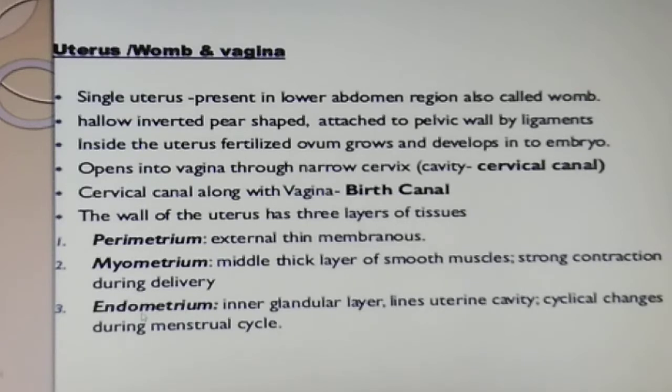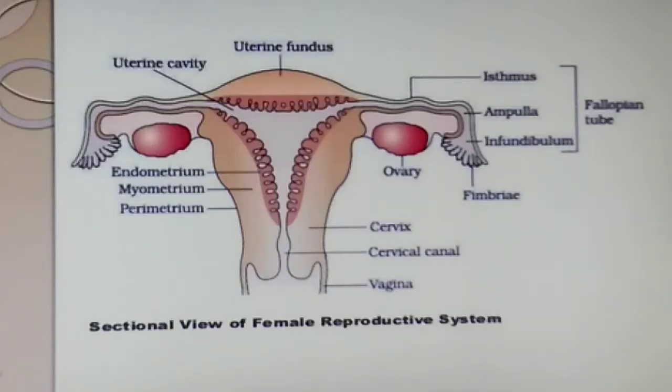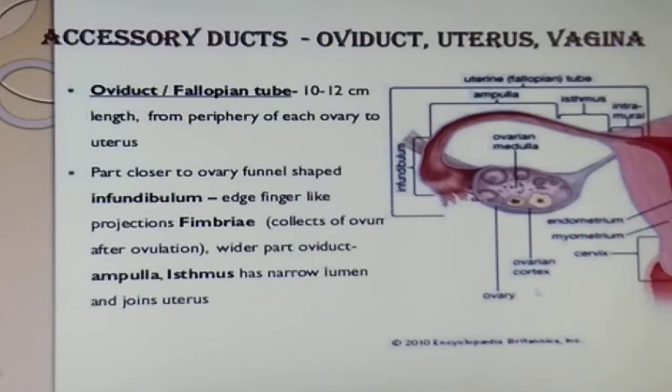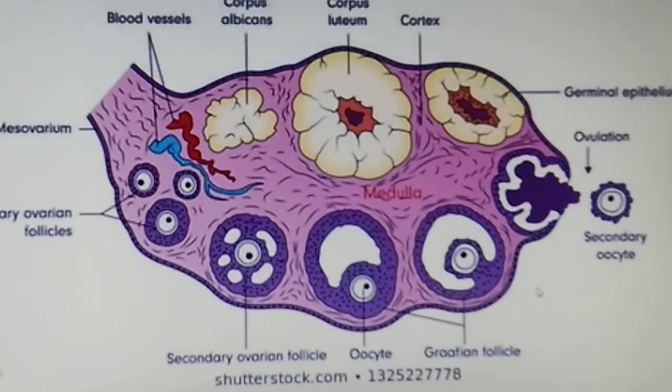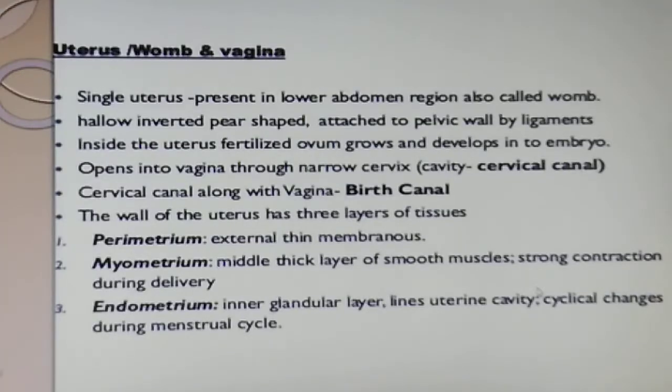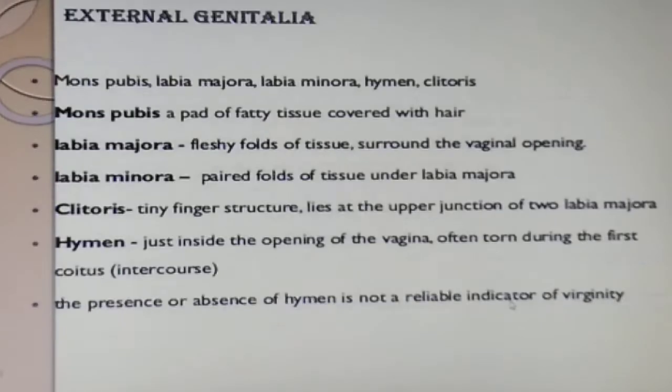Last one we have is the endometrium, students, that is the inner glandular layer. And it goes under the cyclical changes during the menstrual cycle. So PME, always remember, peri, myo and endo. It is the only layer, endometrium, as you might have studied, that sheds off when the egg is not fertilized, and this is basically released from the female body in the form of blood.